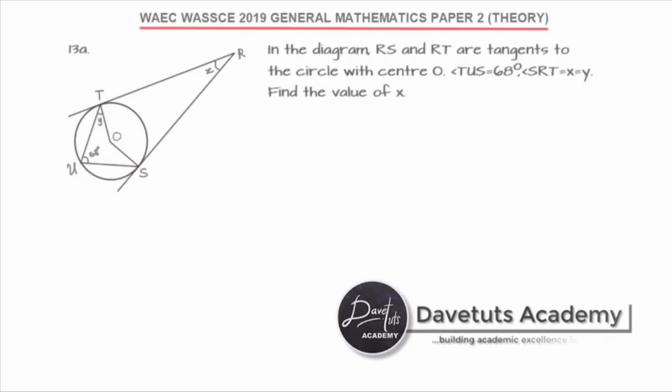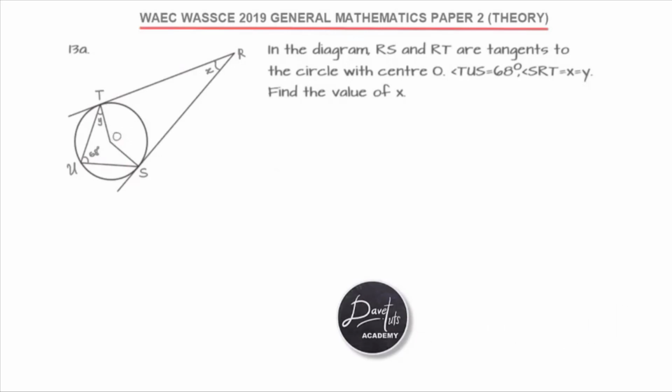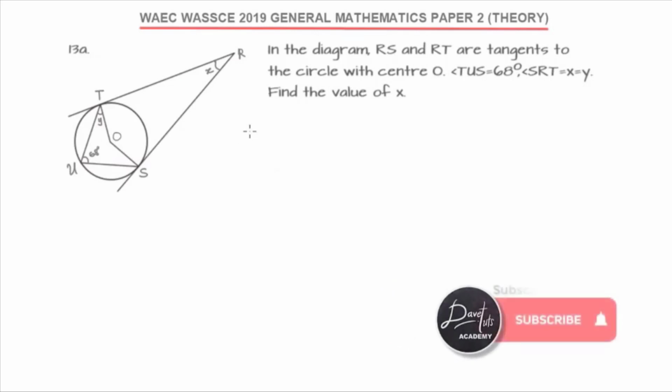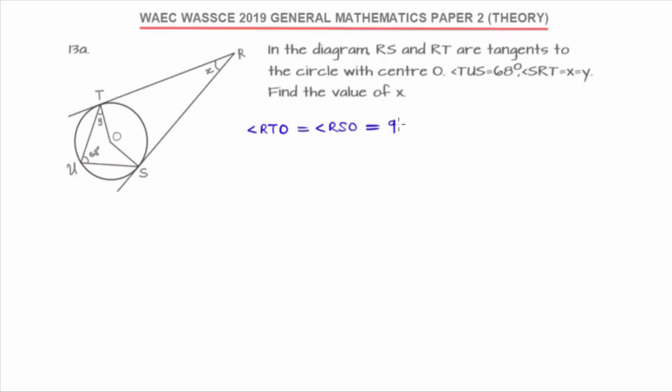And the first thing we need to notice is that in a diagram like this, in which we have the radius and the tangent, the angle between the radius and the tangent of a circle is a right angle. So here the angle RTO, the angle between the tangent RT and the radius TO, is 90 degrees, and the same applies to angle RSO. Why? Because these are the angles between the radius of the circle and the tangent of the circle. That's one of the circle theorems that will help us to solve this particular question.